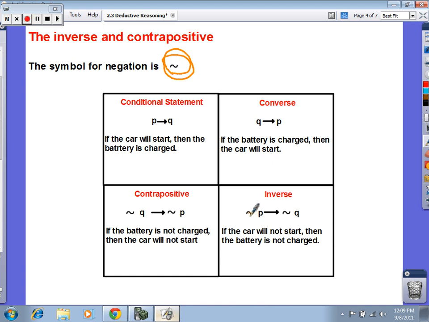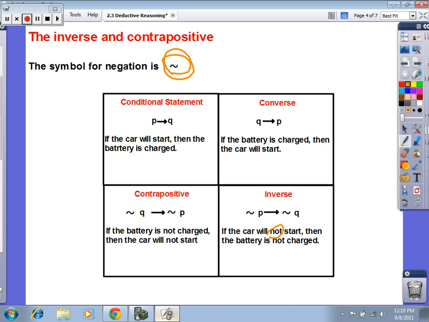So, not P implies not Q. If the car will not start, then the battery is not charged. And the same right here. So 2 symbols, you got them. This little tilde means negation, that means not. Okay, this is for you. Keep in your notes. So you have a conditional, converse, contrapositive, inverse. You can refer to it. Let's try it, let's practice.